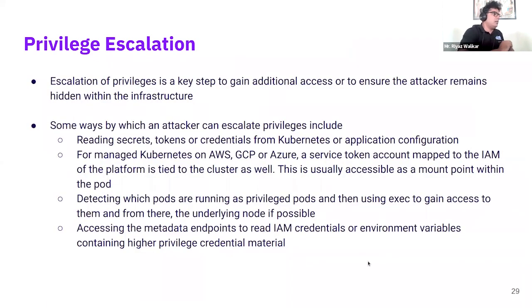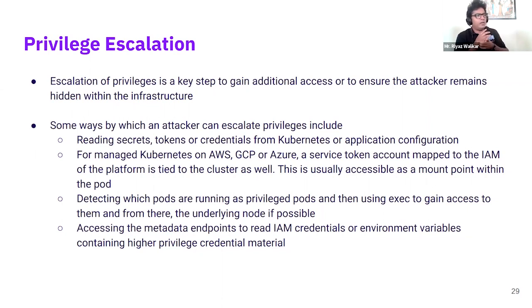Privilege escalation has some ways by which an attacker can escalate privileges regardless of the environment. As I said at the beginning, we're going to talk about Kubernetes across different providers as well as standalone. Reading secrets, tokens, or credentials from application configuration is one way. Imagine you're on a network and you find a resource. You'd want to go through common configuration files to find credentials that would allow you to go to another host or find another resource.